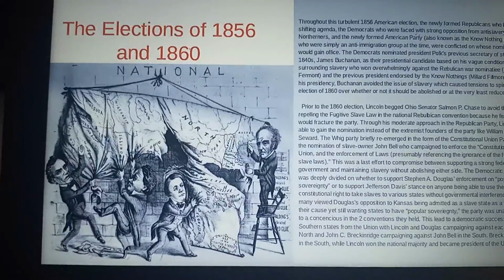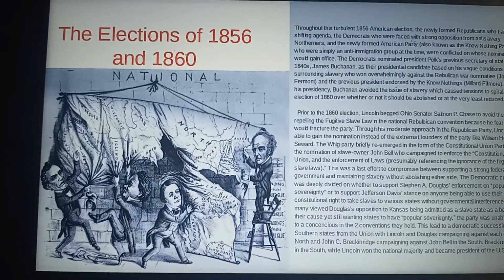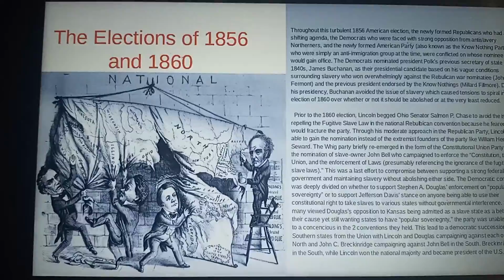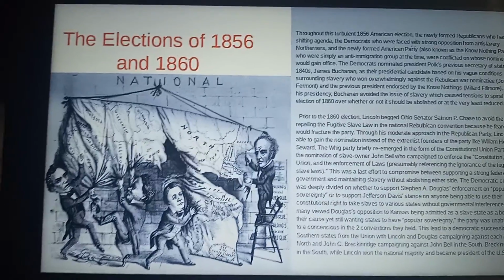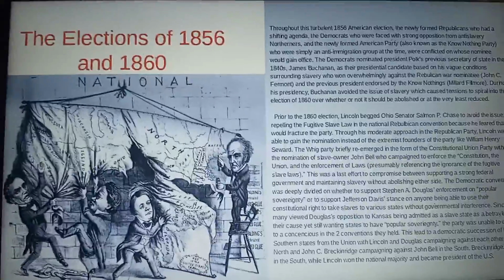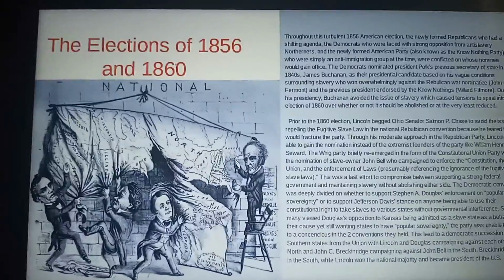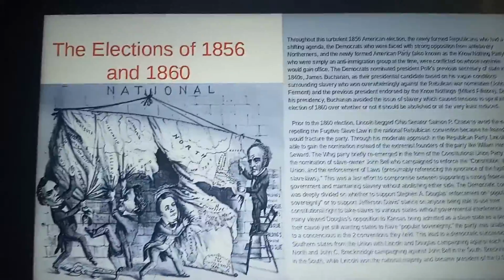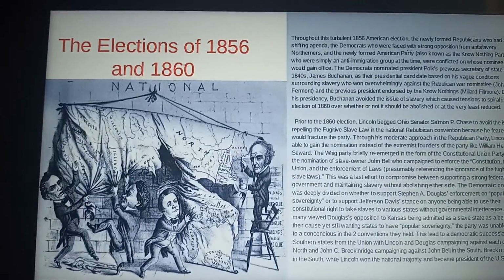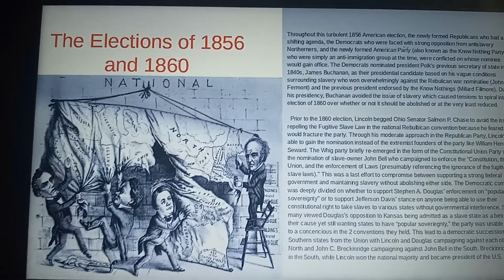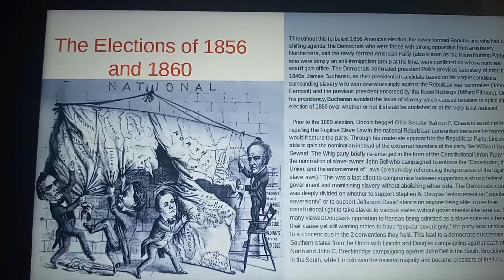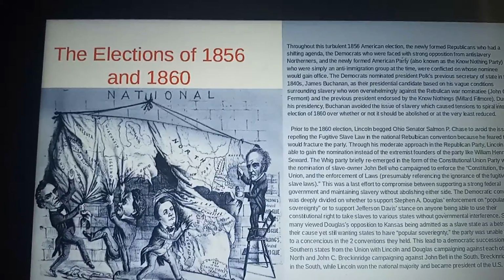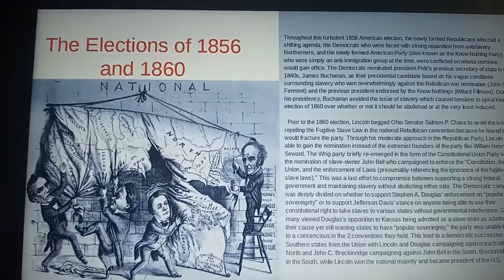The Democratic Convention was deeply divided on whether or not to support Stephen A. Douglas' enforcement on popular sovereignty, as I previously mentioned, or to support Jefferson Davis' stance on anyone being able to use their constitutional right to take slaves to various states without governmental interference. Of course, this was a belief that occurred after the Dred Scott decision, in which Justice Taney ruled that they could transport slaves due to the due process clause of the Constitution, which basically treated slaves as property.